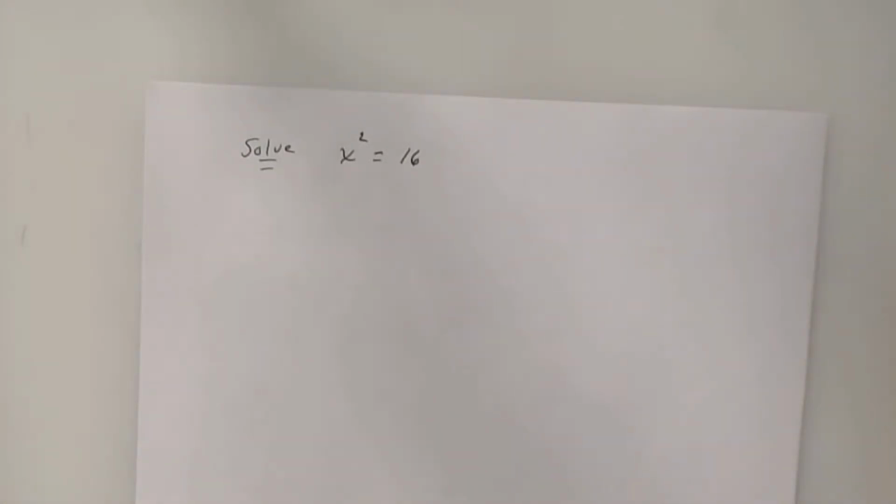Okay, so this example that I have here, what kind of equation is this? No, it's not linear. It's quadratic, because what's the largest exponent you see? 2. So it's quadratic. So that's a quadratic equation. It would be linear if it was just x equals 16. But this is quadratic, x squared equals 16.